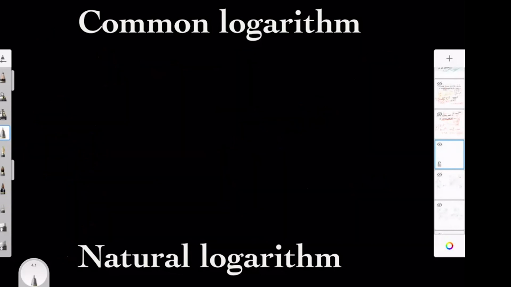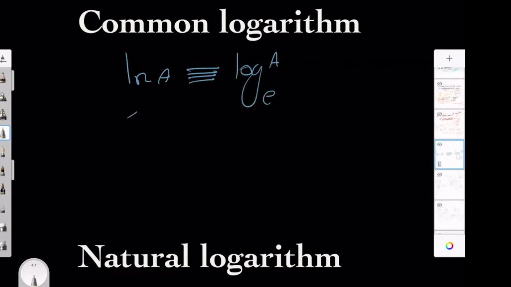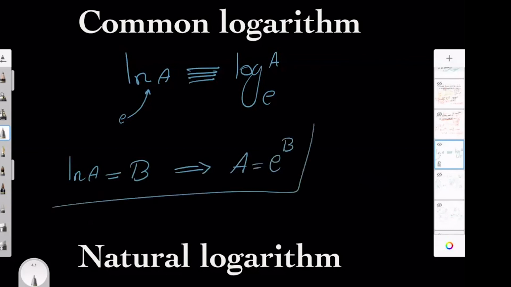So one more time, the ln of, for example, a is exactly the same as log of a base e. Because it's natural log, inside of here you can always picture a base e. If ln of a equals b, then a equals e to the power of b. Also, you can go the other direction. That's the first formula.